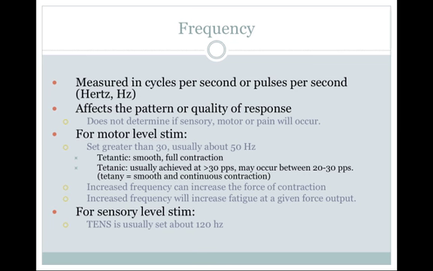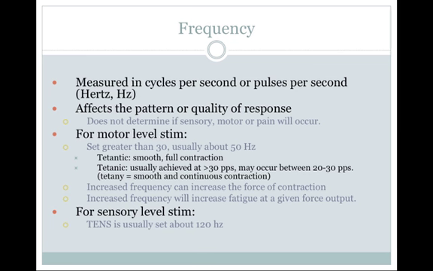The other thing that increasing frequency does, since we're firing off those action potentials at a much higher rate, is increase the fatigue. So at a given force output, the muscle is going to fatigue a lot faster. That might be a reason for turning it down, going from maybe 80 down to 50. Or if I want to fatigue the muscle rather quickly, I can crank that up and I'll fatigue the muscle a lot faster.